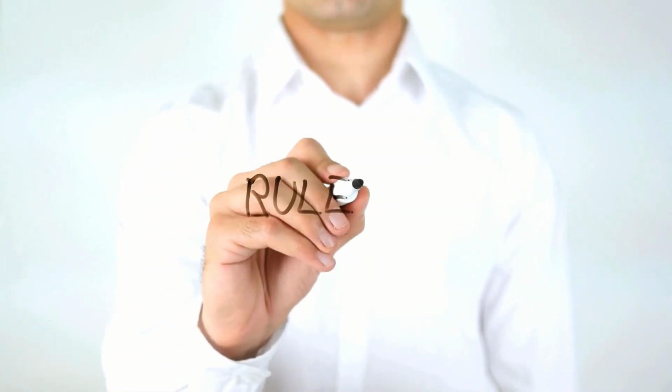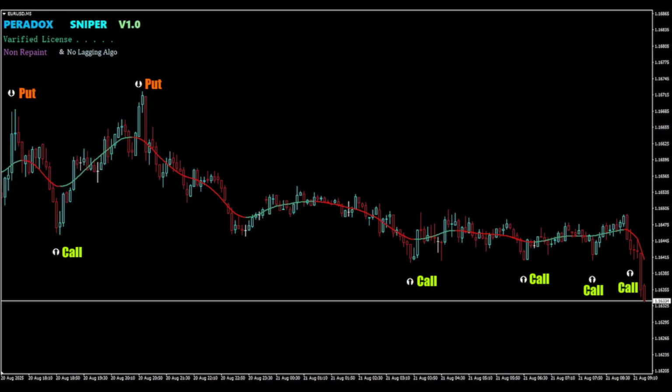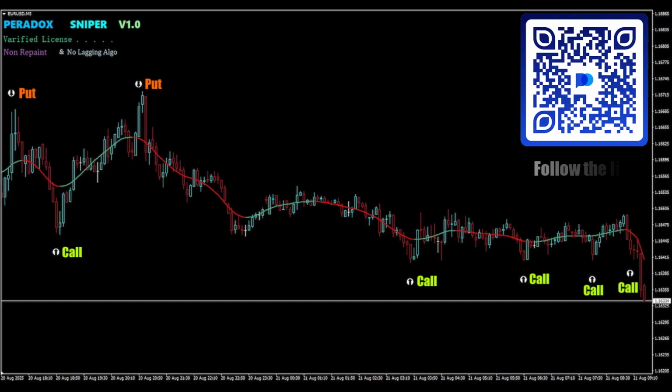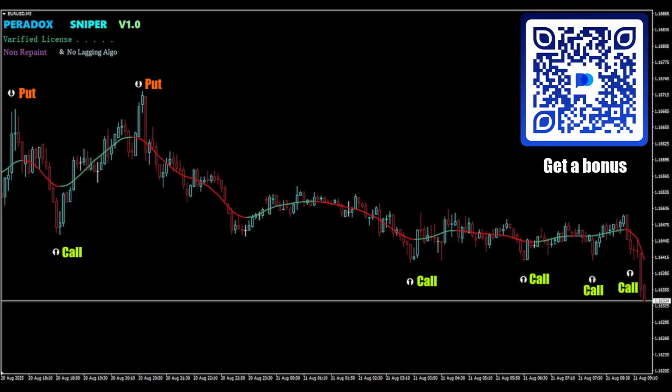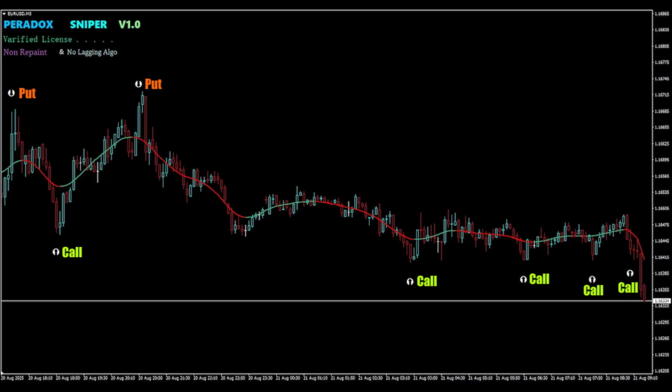Let's look at the rules of binary options trading using this indicator. Trend trading based on the changing color of the moving average of this indicator is more suitable for Forex traders. We're interested in binary options, so in this review we'll focus on arrow signals. In the basic version, simply open a buy-call option when an upward arrow appears below the candlestick and buy a put option when a downward arrow appears above the candlestick. As you can see on the screen, the Peradox Sniper indicator signals are quite accurate. This tool does a good job of identifying reversal points on the price chart.